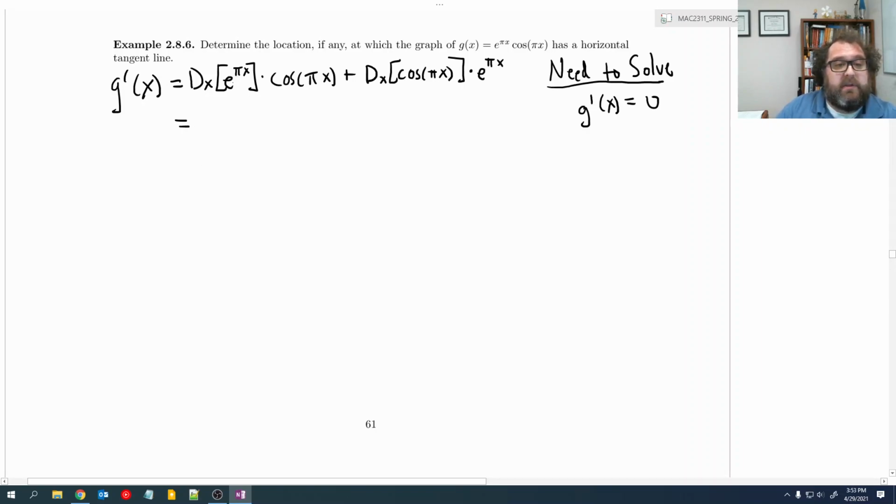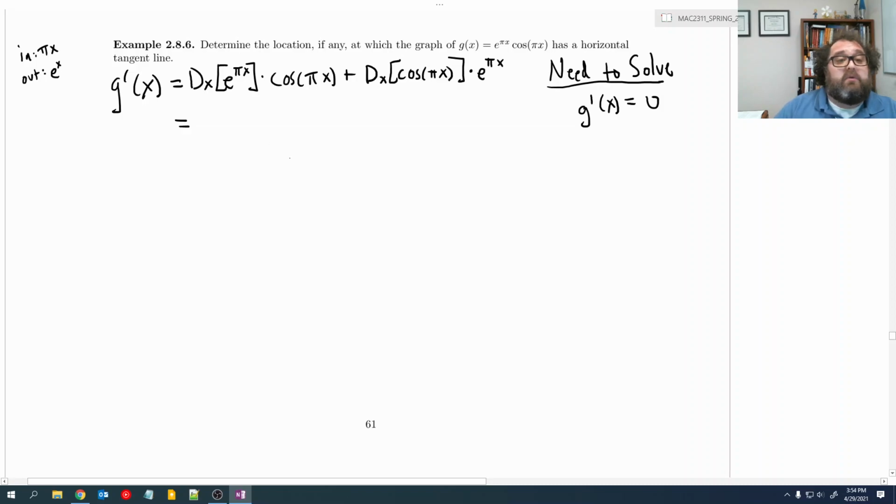So let's tackle e to the pi x first. What's the inside and what's the outside function? The inside function is pi x. The outside function is e to the x. Let me rewrite that. The inside function is pi x. The outside function is e to the x. That is, if you take pi x and you plug it into e to the x, you get e to the pi x. So that's our inside and outside function.